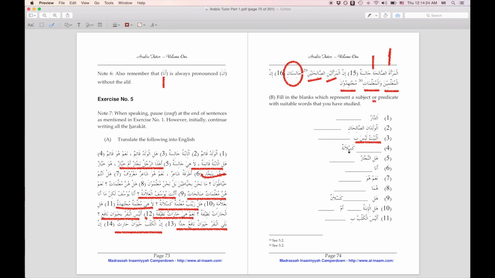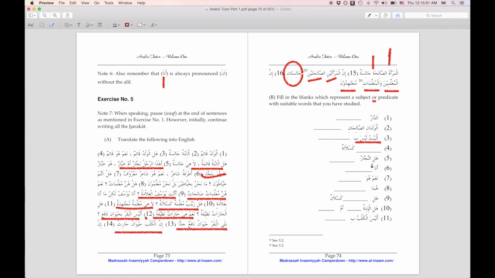Kaslanatun, number 4, it is describing something female. So you could keep it simple, hiya kaslanatun, she is lazy. Or you could say, like we learned before, Zainabu muallimatun kaslanatun. So for number 4, Zainabu muallimatun kaslanatun, Zainab is a lazy teacher.